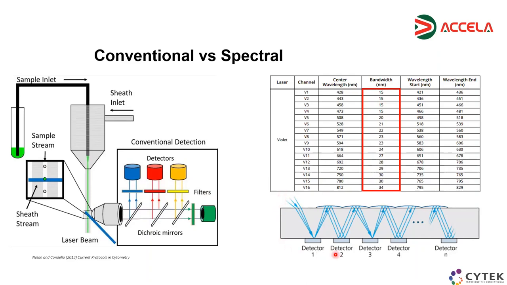I made a schematic representation of how our detector looks. Our detector is composed of several small avalanche photodiodes. The incoming light comes from the fiber optic, and then it's split across several detectors. This is the concept of the innovative spectral technology, which replaces these large filters with really small bandwidths and very sensitive small avalanche photodiodes, compared to the classical larger photomultipliers.